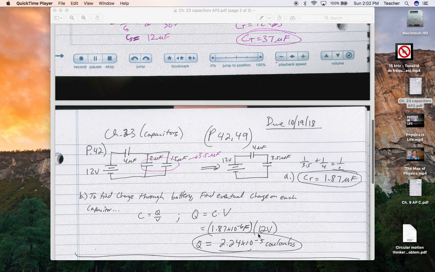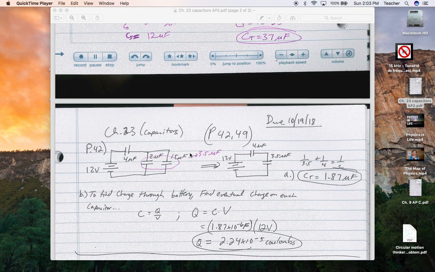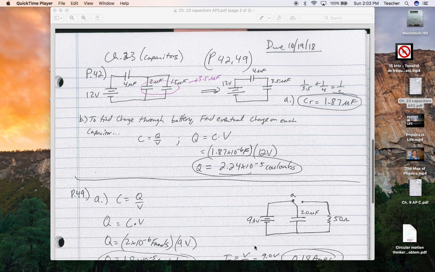For problem 42, figure out that this is equivalent to 3.5 microfarads. That's in series with a 4, so I handle that with the formula for capacitors in series. I get 1.87 microfarads. To find the charge going through the battery, I need to find the eventual charge on not each capacitor, but actually the total capacitance. So my total capacitance is what I figured out in part A, and the voltage is 12 volts. Then I can figure out the total charge that's going to move. That's 2.24 times 10 to the negative fifth coulombs, or 22 microcoulombs.